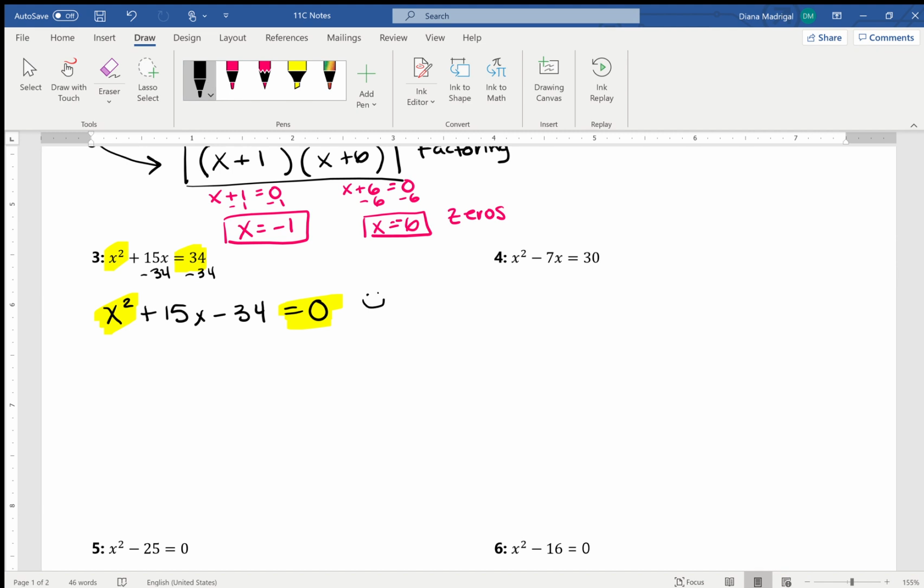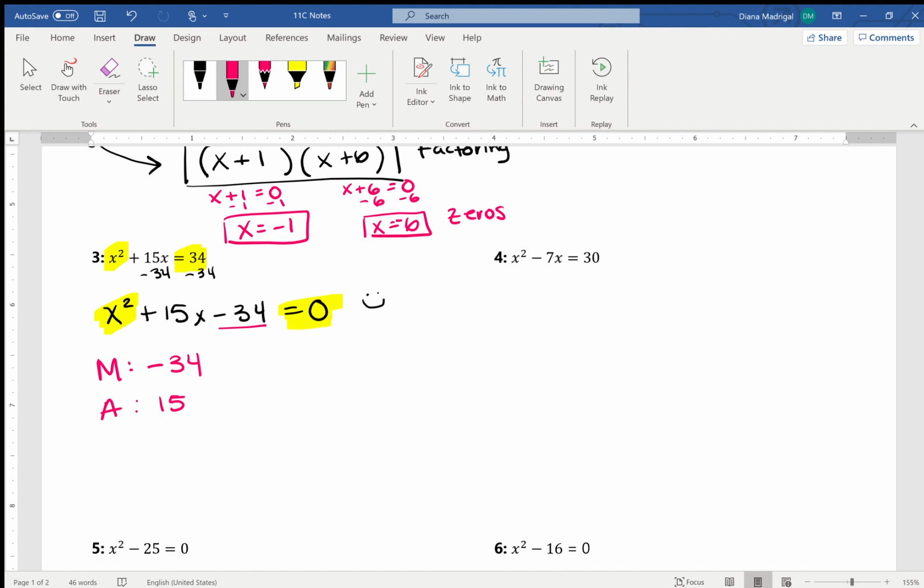What are my next steps? I need to find my multiplication number, my m, and my addition number, my a. Again, the multiplication number is the one at the end. In this case, it is negative 34. And again, I told you to be careful with your negatives and positives. So this one is negative 34. My addition is positive 15.